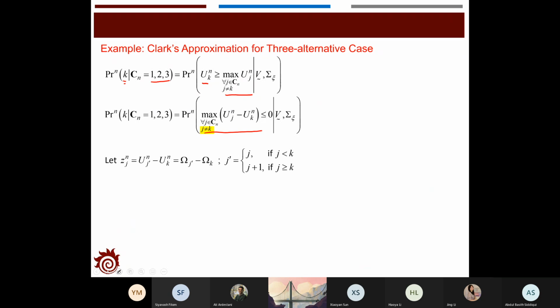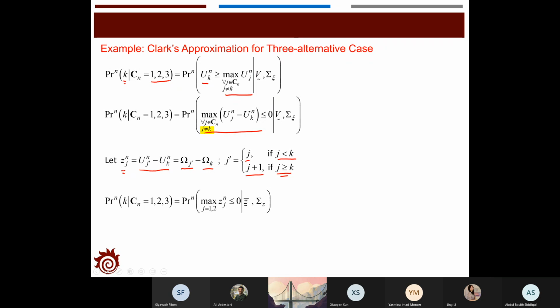With that, we can get another conversion, assuming that zj equals uj minus uk, which is omega j minus omega k, because uj follows a normal distribution. The index j will be j if j is smaller than k, and j plus 1 if j is higher than k. So this is a slight modification of the index to make sure that it's consistent with the other formula, the expressions of the normal distribution.